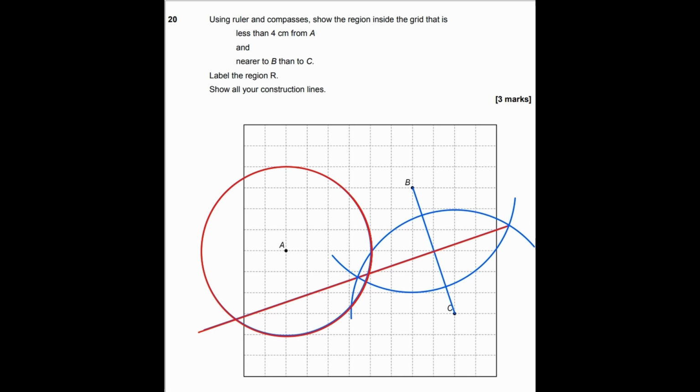So inside the circle is less than 4 centimeters from A in any direction. So the region we are wanting is inside this circle. It also has to be closer to B than C. Well, we have drawn a perpendicular bisector between B and C, so everything on the top side of the line is closer to B than C. Therefore, the area that qualifies for our question is inside the circle and on the top side of the straight line. Therefore, our R is going to be in there.